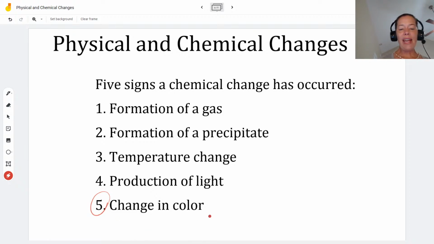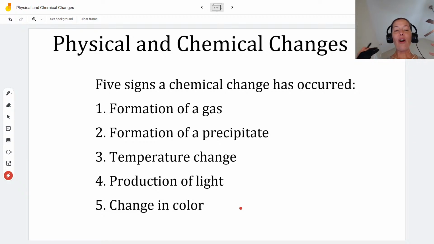Okay, and you also have a change in color. Again, you can change the color of something without a chemical reaction. If you've ever baked a rainbow cake or made rainbow cookies, you change the color of the batter by adding a dye. That is a color change, but that is not a chemical reaction. What I'm talking about is more like if you're cooking your dinner and you burn it really badly, you're going to go from whatever color you started with to black. That is a color change, and yes, a chemical reaction has occurred there.